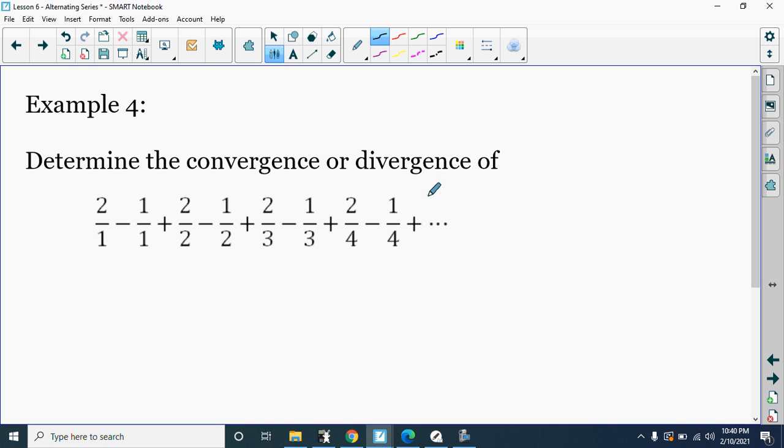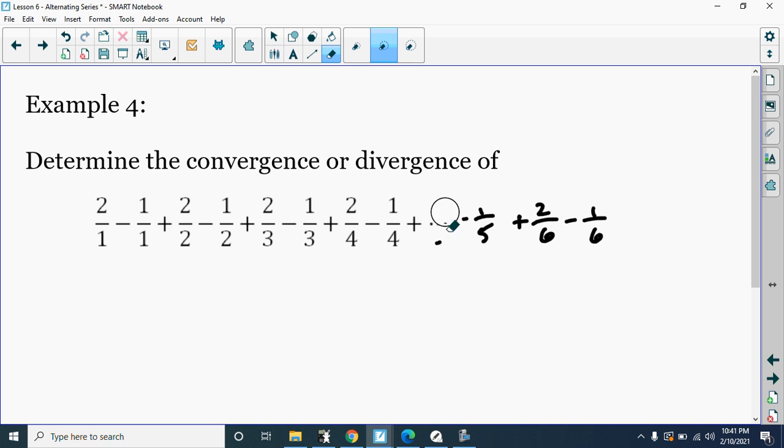Example 4. Determine the convergence or divergence of this. So I've got 2, 1, 2, 1/2, 2/3, minus 1/3, 2/4. Notice these are getting smaller as it goes down. It appears as though the limit as n approaches infinity is going to go to 0. Looks like if we do the pattern here, it'd be like plus 2/5 minus 1/5 plus 2 over 6 minus 1 over 6. Notice these are continuing to get smaller. They do get closer and closer to 0.